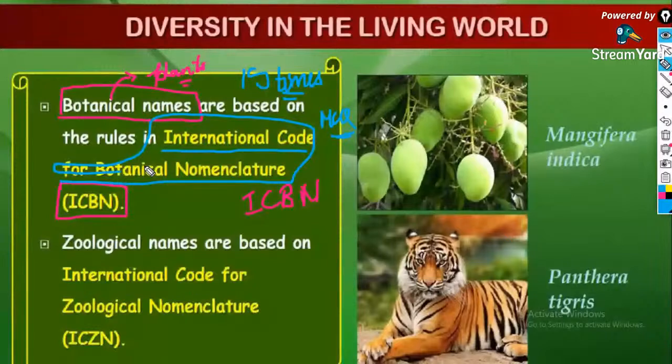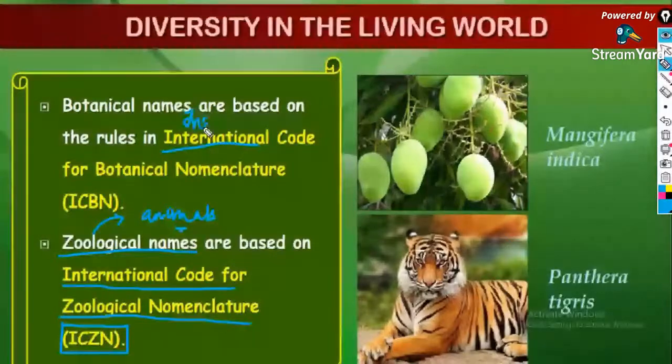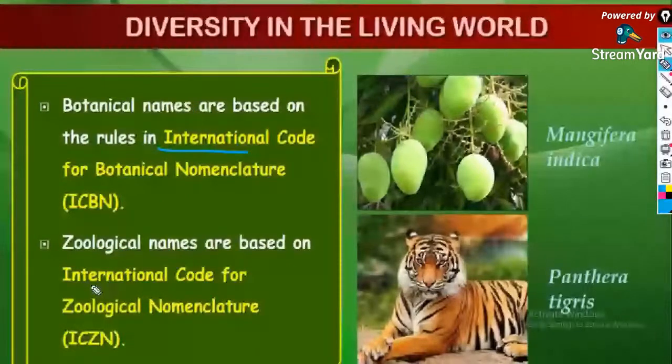And the zoological name means the name of animals. Zoological means related to animals, right? Zoology. So zoological names are given by ICZN, the International Code for Zoological Nomenclature. Guys, whenever this question comes, one of the options will be Indian Code of Botanical Nomenclature. It is never Indian Code of Botanical Nomenclature. It is International Code for Botanical Nomenclature and International Code for Zoological Nomenclature.